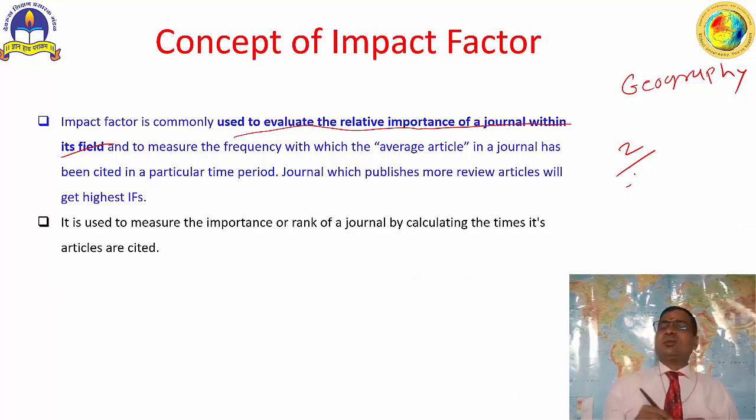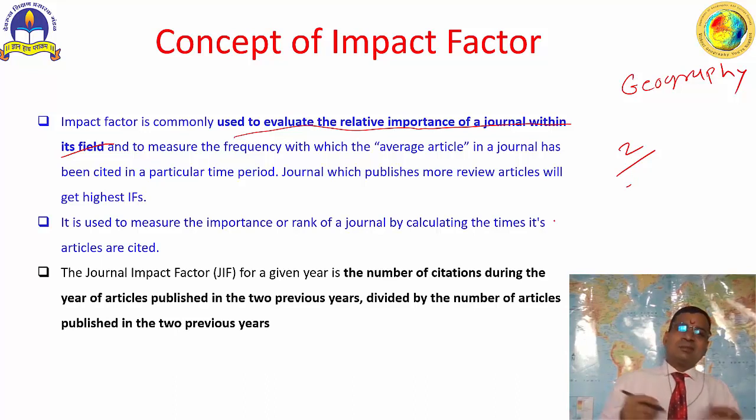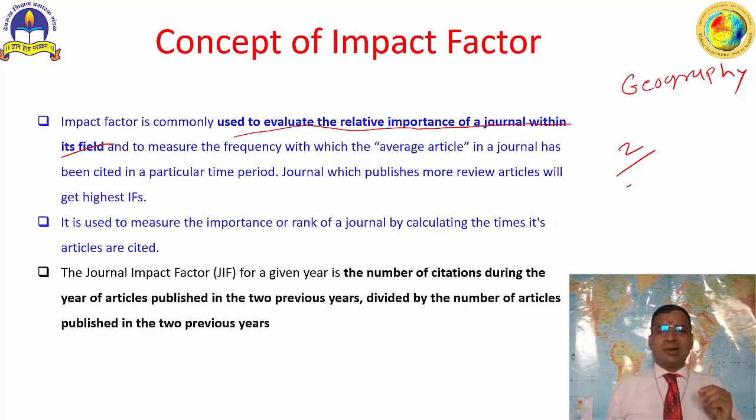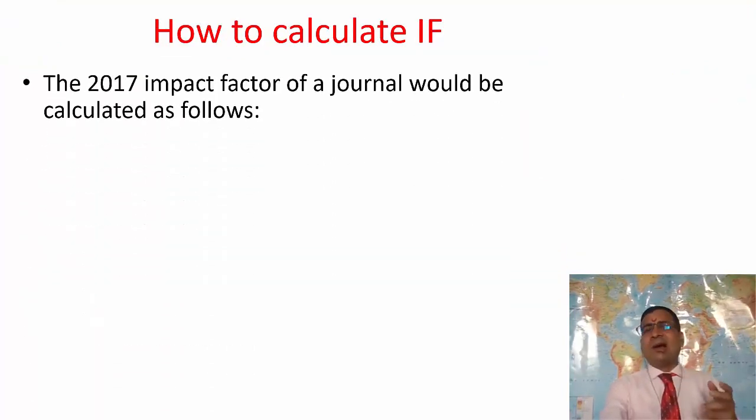Then it is used to measure the importance or rank of a journal by calculating the number of articles cited. The journal impact factor for a given year is the number of citations during the year to articles published in the previous 2 years divided by the number of articles published in the previous 2 years. Here we will see how to calculate the impact factor of a journal.